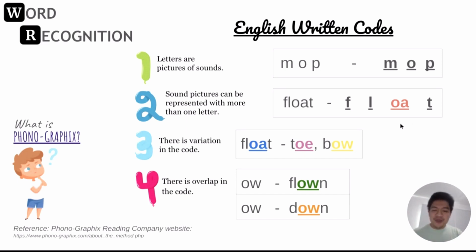Lastly, for the overlapping of code, it is possible that the combination of 2 letters can be sounded differently, as in the sounds of O and W in the words flown and down.